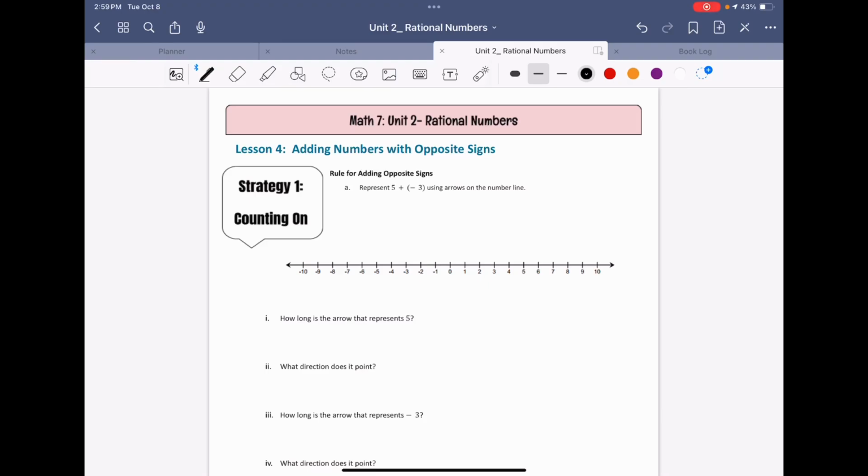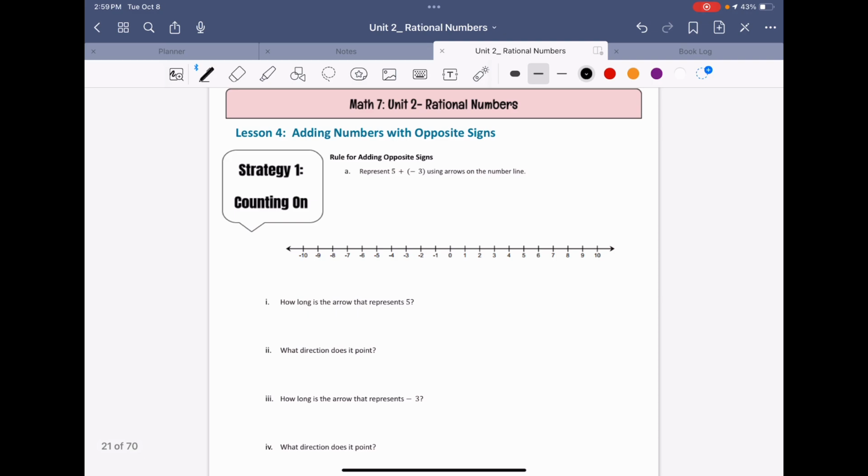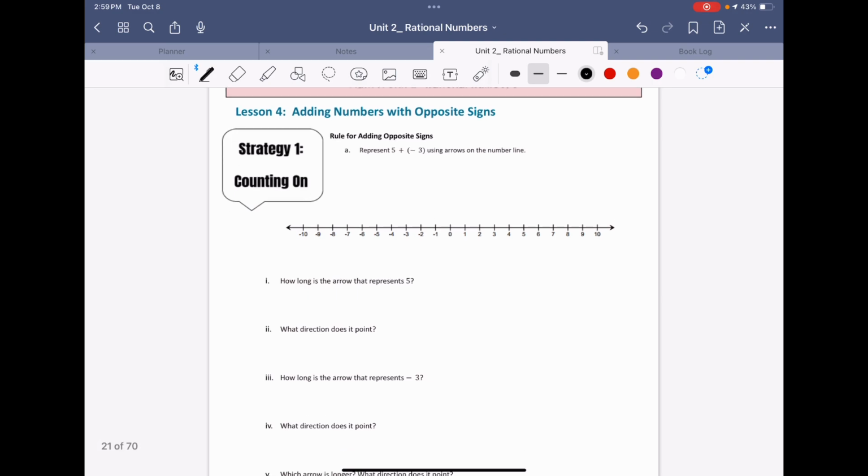Lesson 4, we are adding numbers, this time with opposite signs. So the first strategy that we're going to do is through our counting method, exactly like how we did adding with the same sign. So I'm going to start with 5.